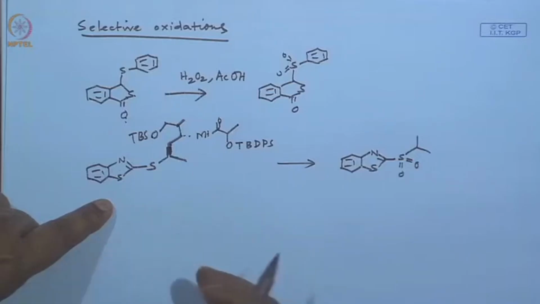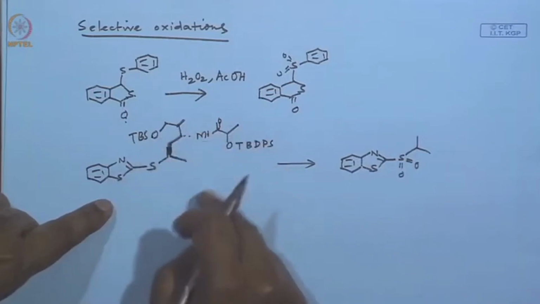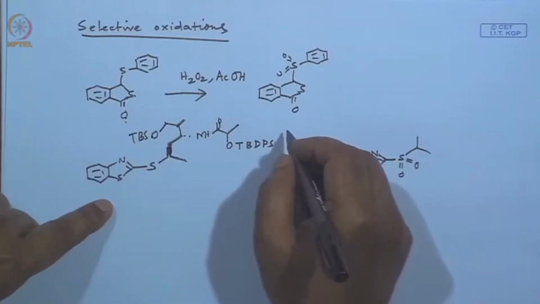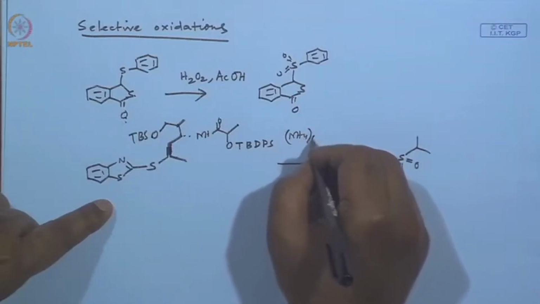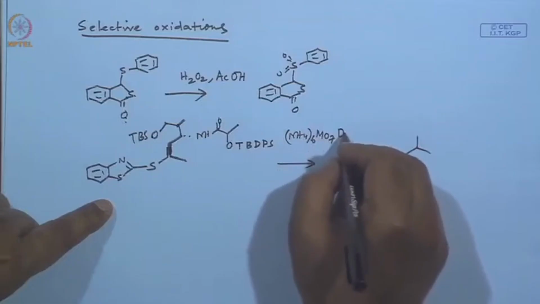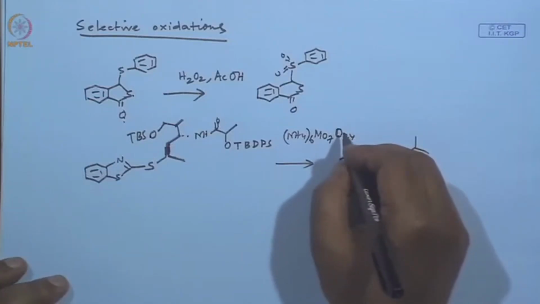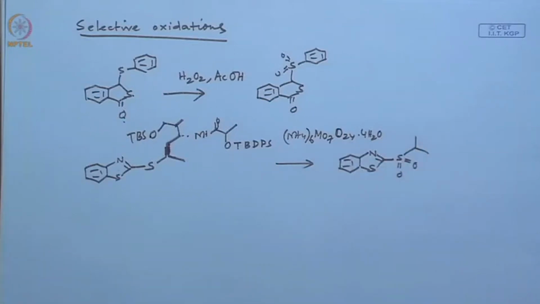The Kocienski reaction is a little different. So you require a very selective oxidation, and what is the reagent? Ammonium molybdic acid. This is quite often used in one of the labs in IIT. Which one is it? Somnath's lab. And they often use the Julia-Kocienski reaction.